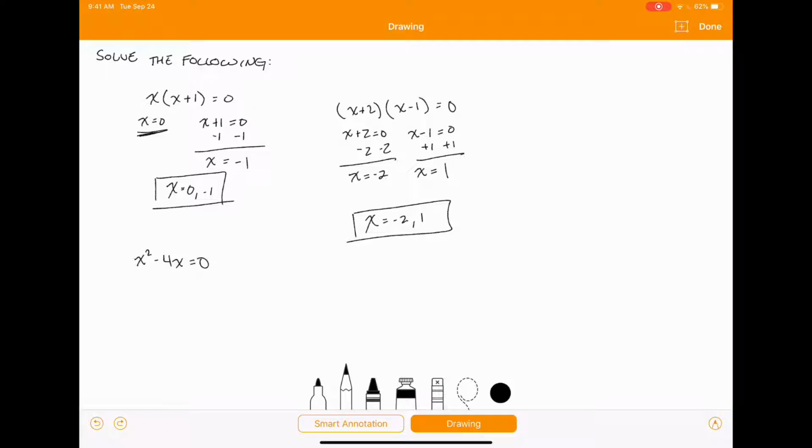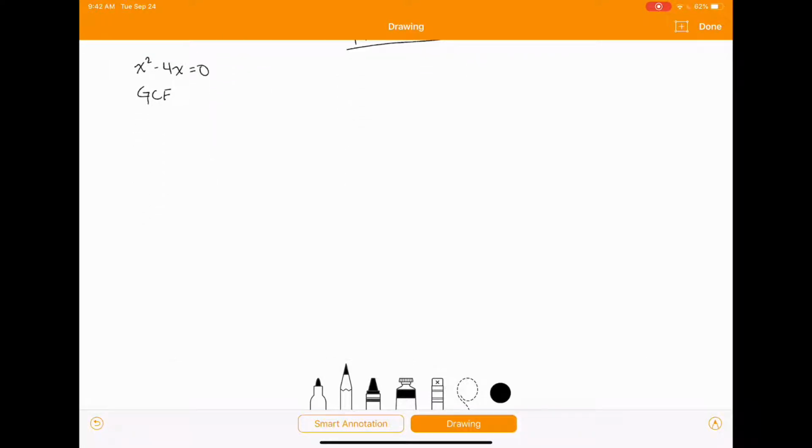Now, as you do this more and more, you'll just be able to look at that and know what factor you can pull out from there. But until then, what you're going to want to do is find your greatest common factor between the two terms, and then that's going to be what you pull out. So just a quick review on how to find the greatest common factor. We're going to go ahead and do a prime factorization of both of these terms.